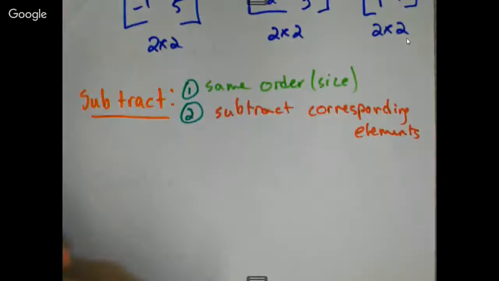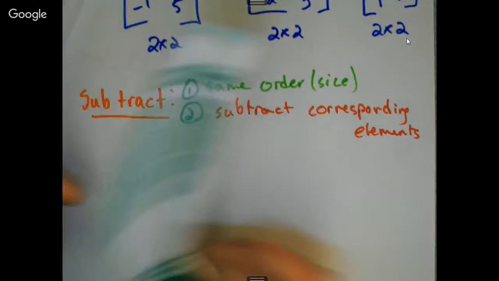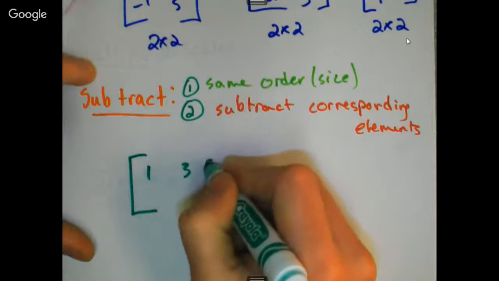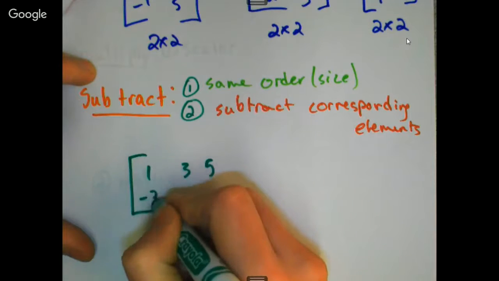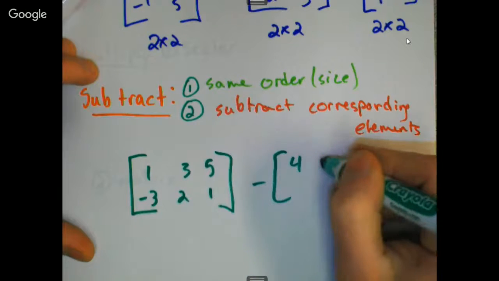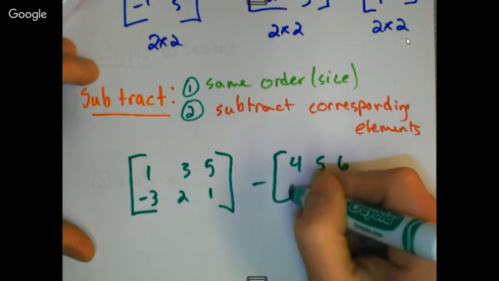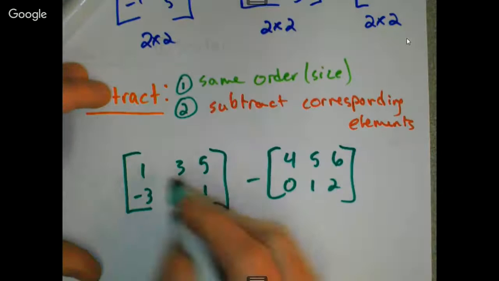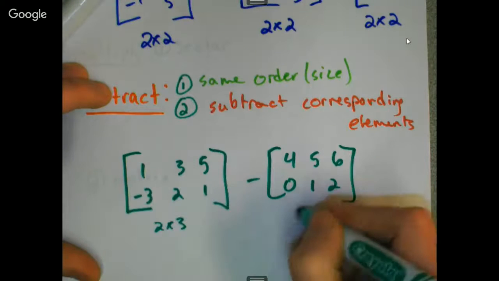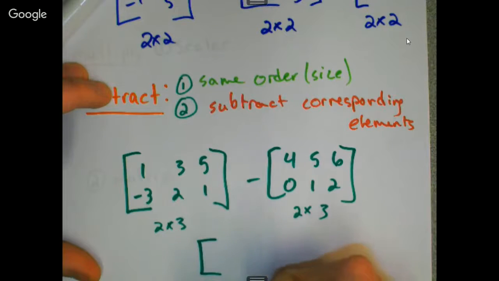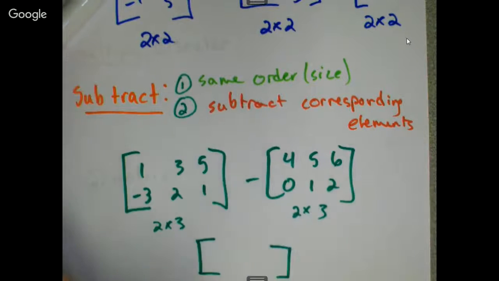We can do the same kind of thing with subtraction. Okay, so they're the same size. They're both 2 by 3. And when I subtract, I should get a 2 by 3. So that's one way you can check yourself real quick.